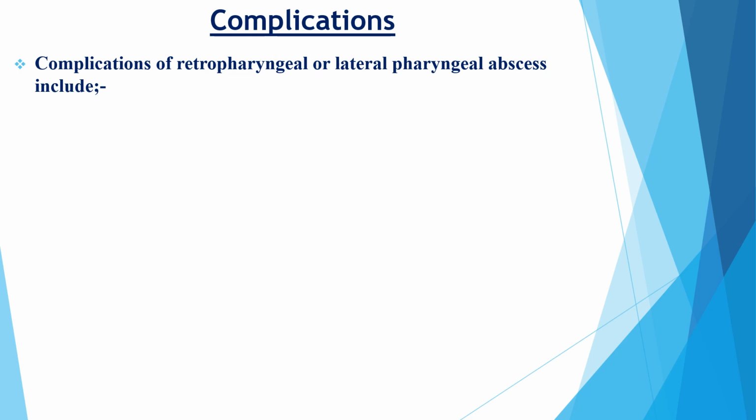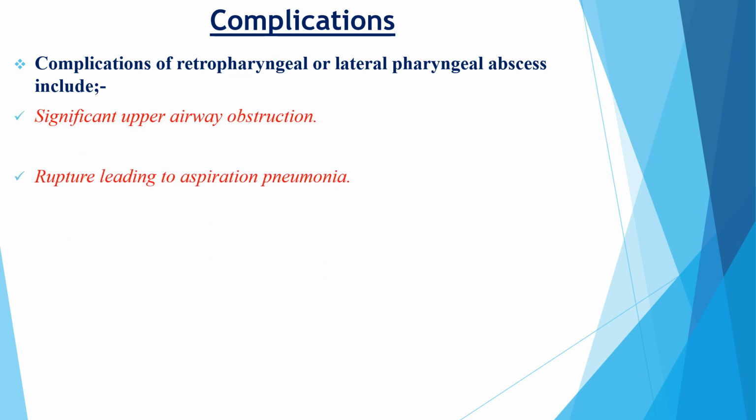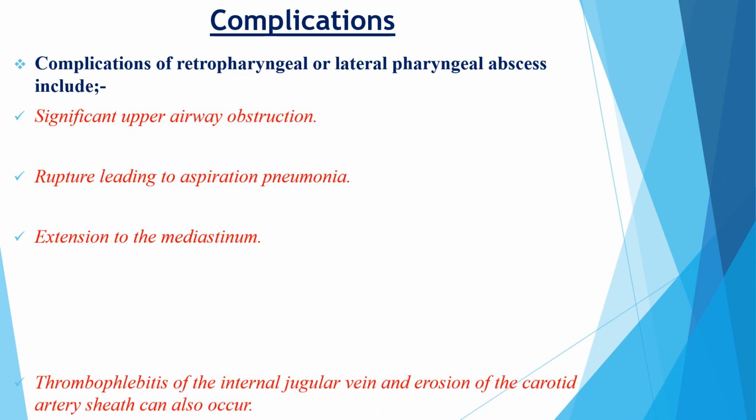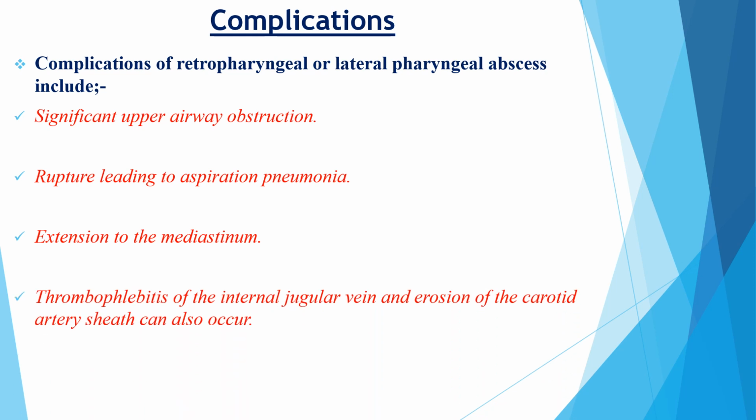Complications of retropharyngeal or lateral pharyngeal abscess include significant upper airway obstruction, rupture leading to aspiration pneumonia, extension to the mediastinum, especially in the case of retropharyngeal abscess, and thrombophlebitis of internal jugular vein and erosion of the carotid arteries, which can occur.